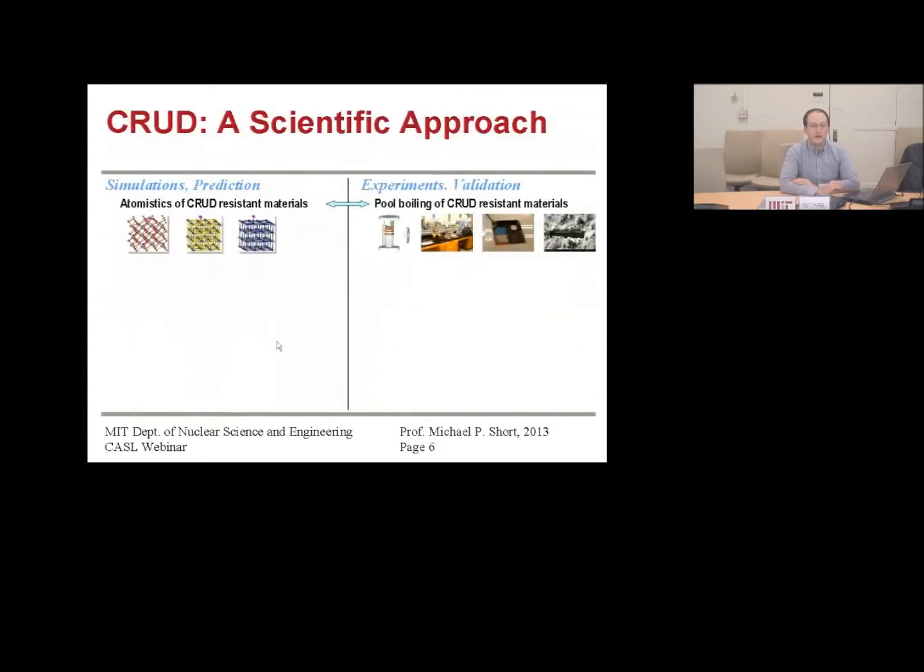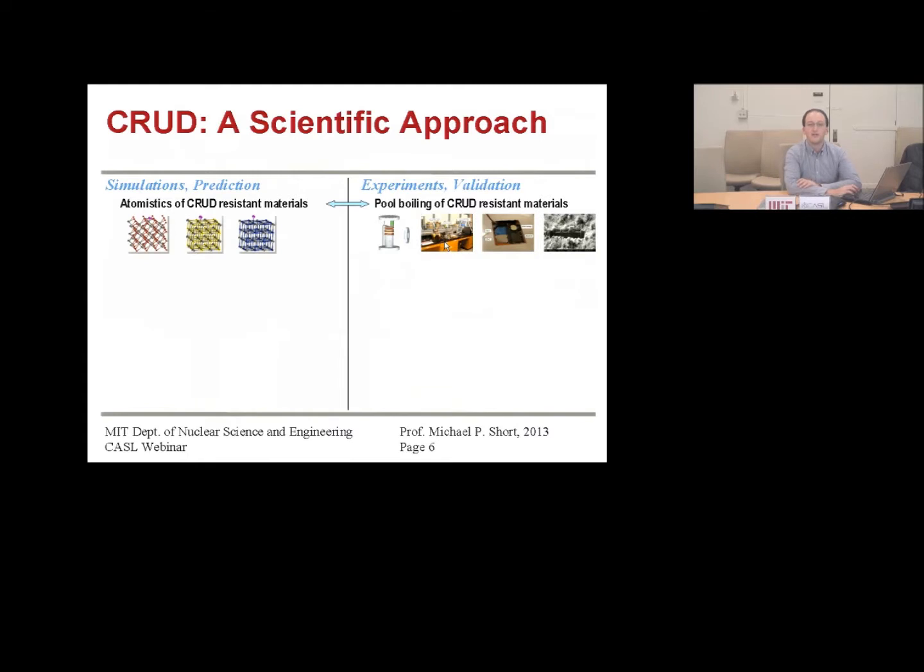And so, unlike a lot of operating history in nuclear power plants, CASL has decided to take a very scientific approach to understanding the CRUD problem. You can sort of approach it in two ways. You can take what I call the sledgehammer approach, where you shake it off, scrape it off, take it out, break it off. Or you can understand at many length scales what the scientific explanation is for CRUD occurring. So at the same time, we're doing atomistics of CRUD and, in my group, CRUD-resistant materials. And we're trying to validate those simulations with experiments.